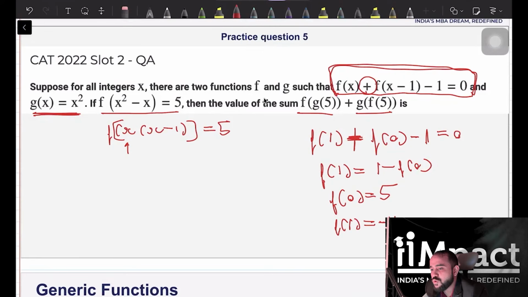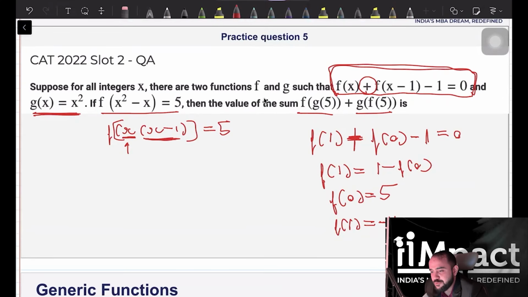Correct? Now what is the next thing I will observe? Do you see x and x minus 1? Do you see the possibility of a pattern here? What are x and x minus 1? If x minus 1 is something, then what is x? Is it the next term? Or is it alternating terms, odd, even? If x minus 1 is odd, then x is going to be even, and so on.